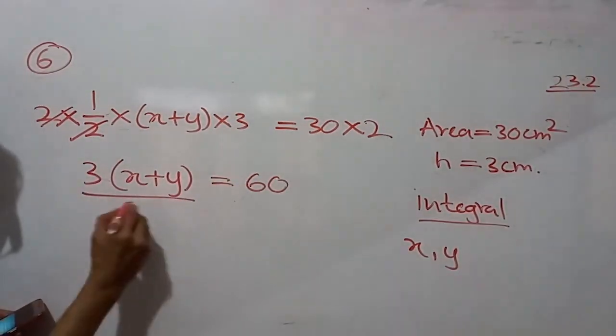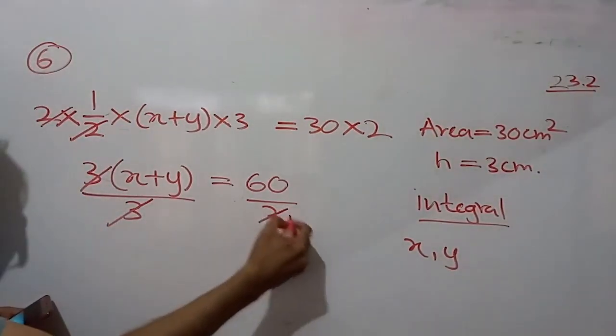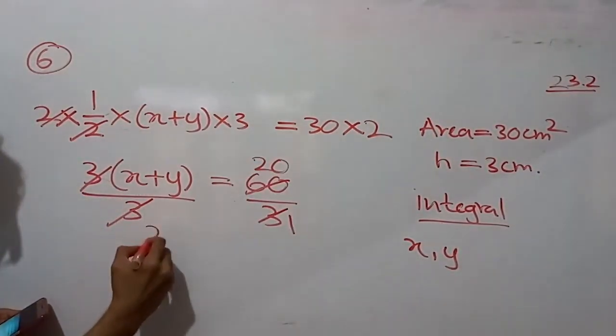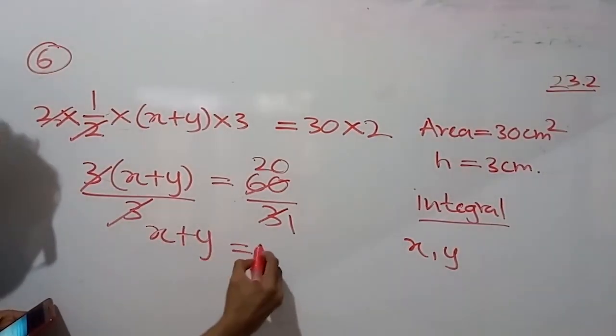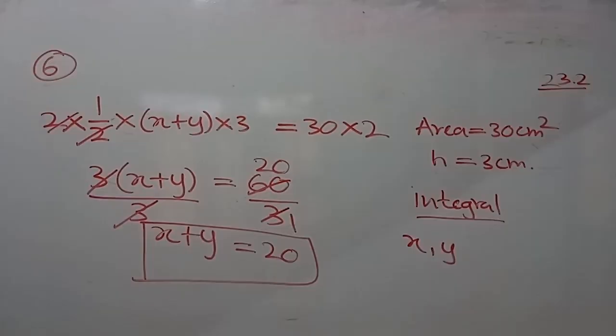Now I can divide this side by 3, do the same thing to the other side. 3 times 1, 3 times 20. So x plus y is what? 20. X plus y is 20. So in the first part, what are they asking? Give 3 pairs of integral values that the lengths of the parallel sides can take.